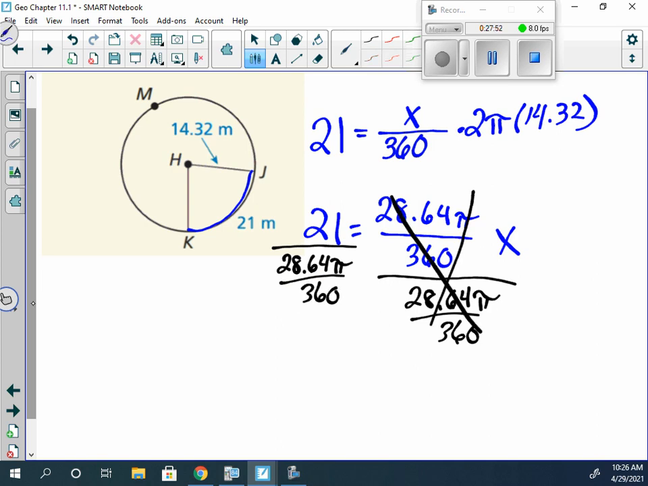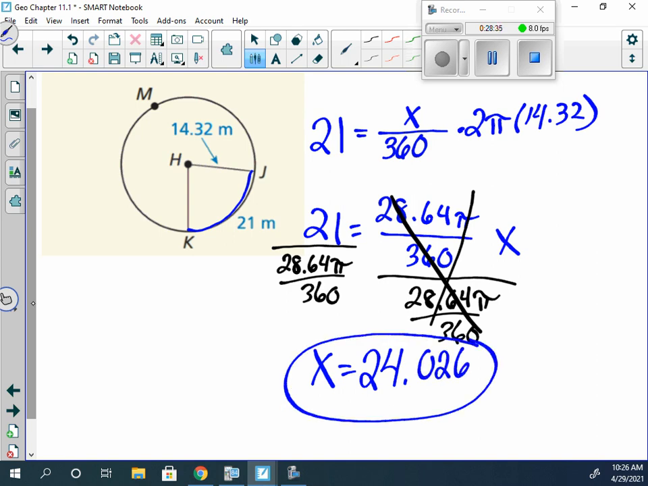So these would cancel, giving us x is equal to. And we can type that whole thing into the calculator. Try it and see what happens. Do we agree with this here? Is that a 2.6?